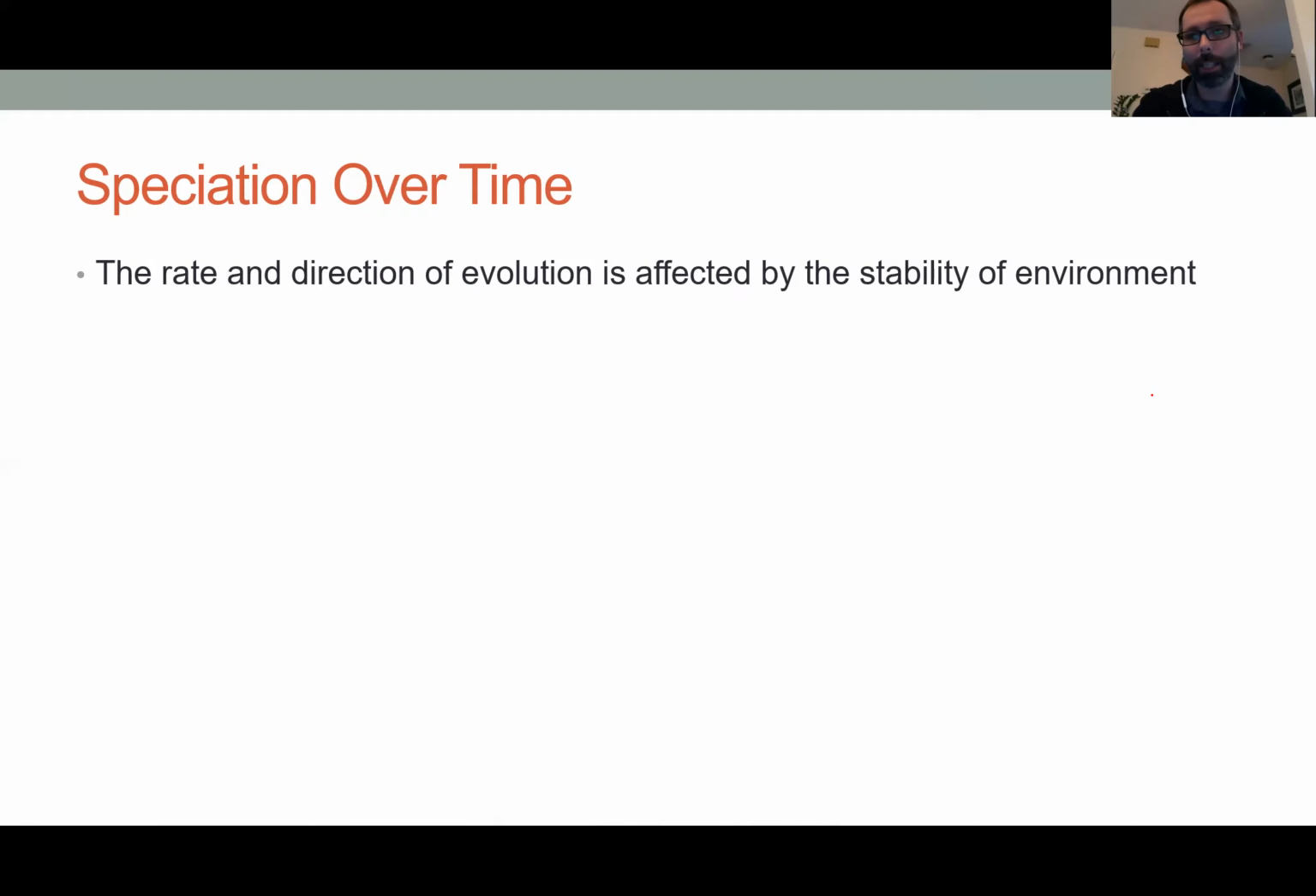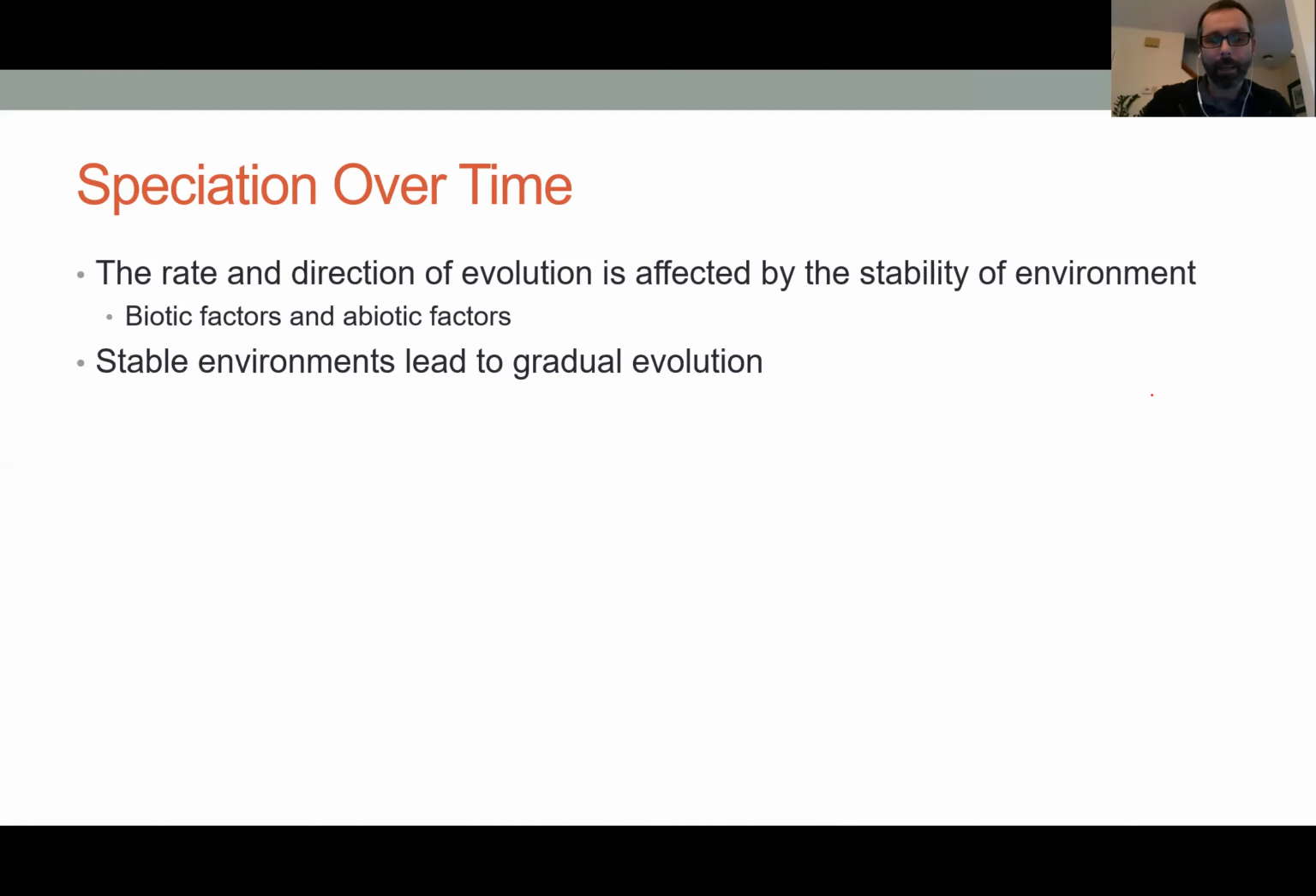How many species you get and how fast it happens depends on the biotic and abiotic factors, right? The food that's around there, what's happening with the physical environment, rivers showing up, rivers drying up, all kinds of different versions of environmental change, right? If the environment is stable, or at least for a while is stable, then this would usually lead to gradual evolution. It would be slow.